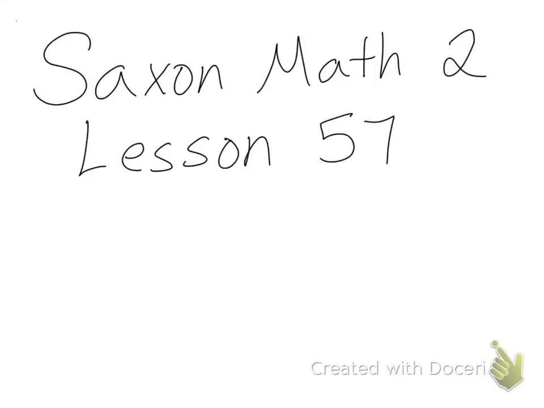Hello everyone, today's lesson is lesson 57, making polygons on a geoboard and identifying the angles of a polygon. So a geoboard is a board that has a bunch of nails in it. On mine you see all these dots, okay? These dots are representing the nails, okay? What you do is you use rubber bands on the board to make shapes.